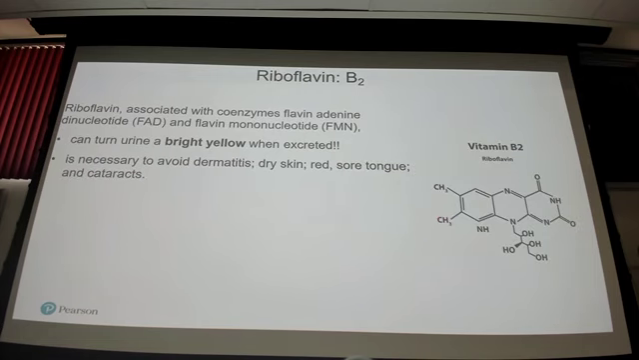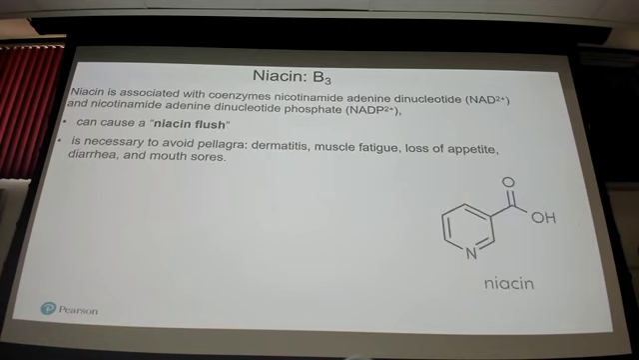Riboflavin is associated with two coenzymes that we're going to talk about a lot because they're involved in the pathways that produce ATP, flavin adenine dinucleotide and flavin mononucleotide. This vitamin can cause our urine to be bright yellow, and it can also cause skin issues such as dermatitis and a sore tongue. And here's the structure. You guys don't need to know that.